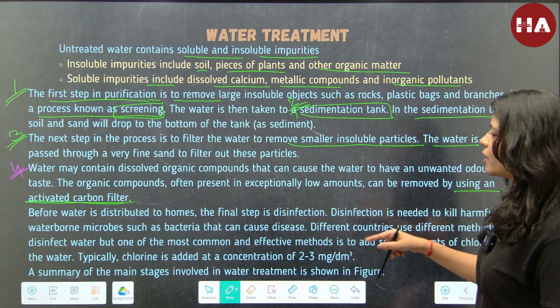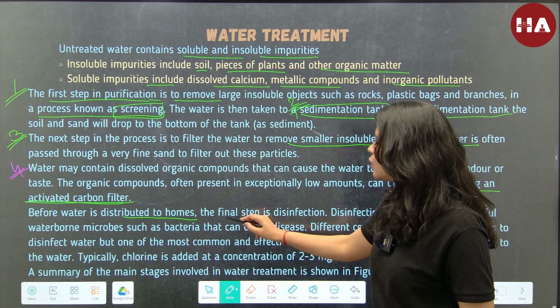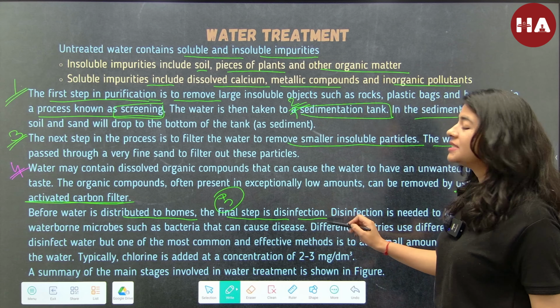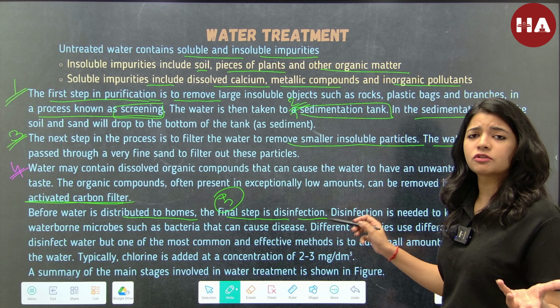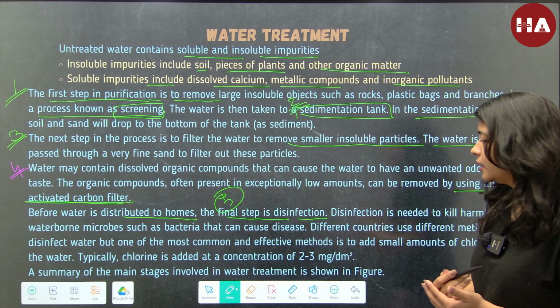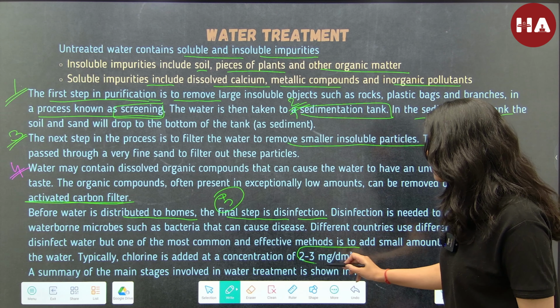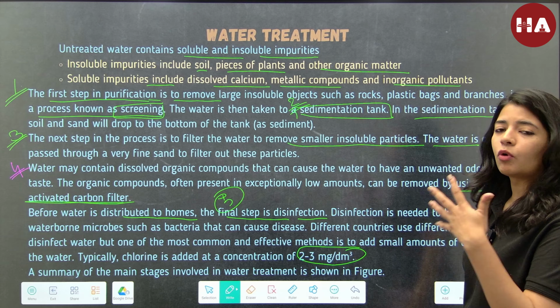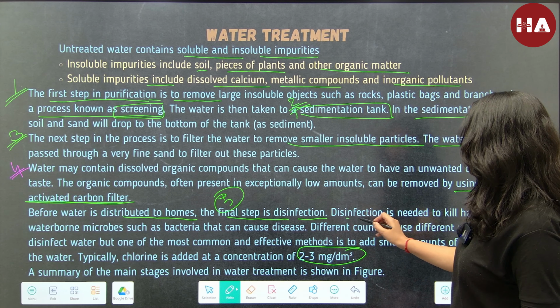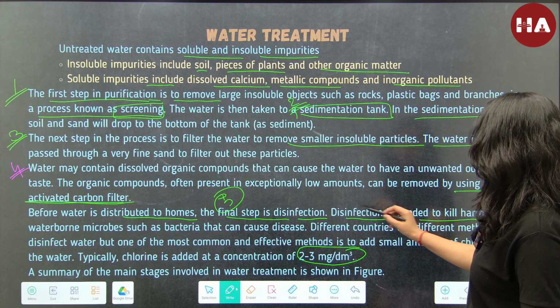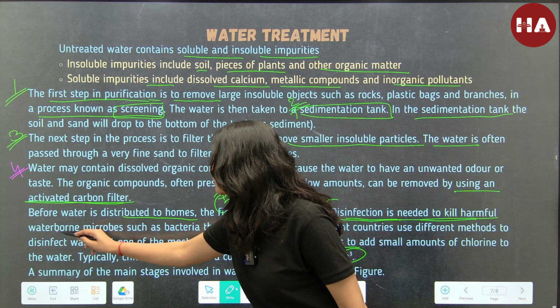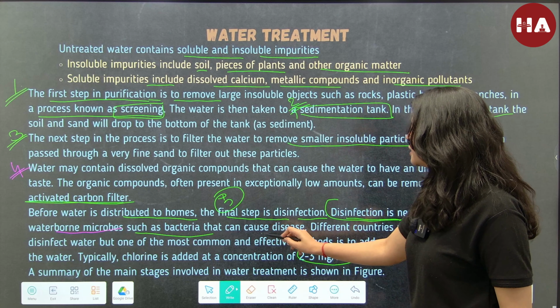Now after this, what happens? Before water is distributed to homes, the final step. This is your fifth step. The final step is disinfection. So what do we do? We add chlorine to it. Around 2 to 3 mg per dm cube of chlorine is added as a disinfectant before the water is distributed to our homes. This disinfectant is needed as it is helpful to kill harmful waterborne microbes such as bacteria that can cause diseases.